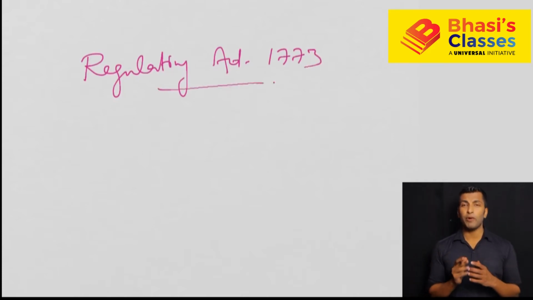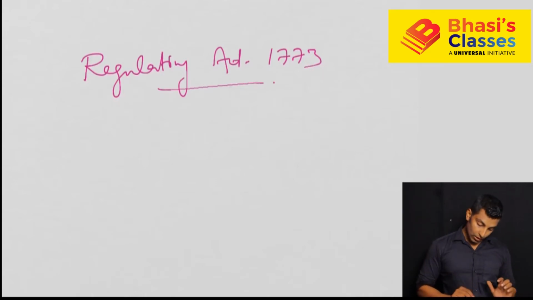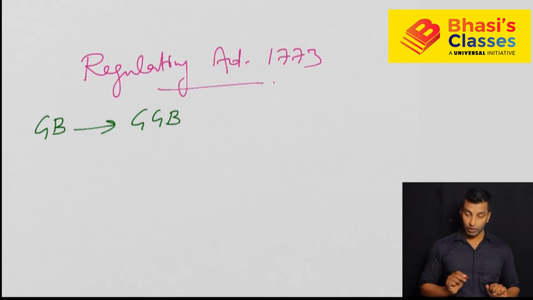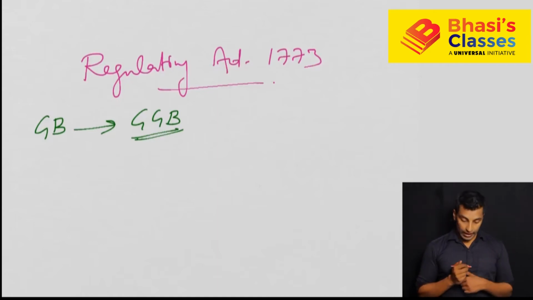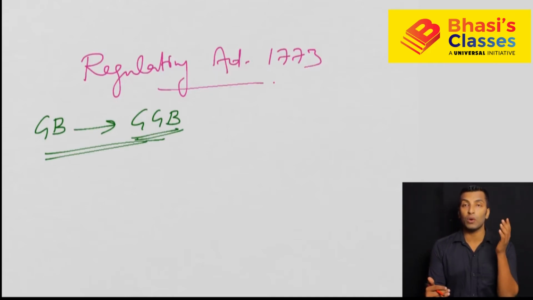The important point I need to discuss under this act is with respect to the Governor General of Bengal only. Till then there were governors in Bombay, Madras and Bengal. Now the Governor of Bengal became Governor General of Bengal. So the first point: the Governor of Bengal became Governor General of Bengal, and along with him they introduced 4 council members.